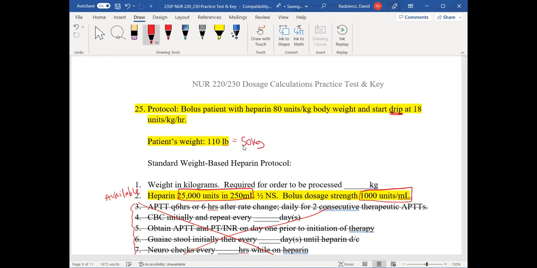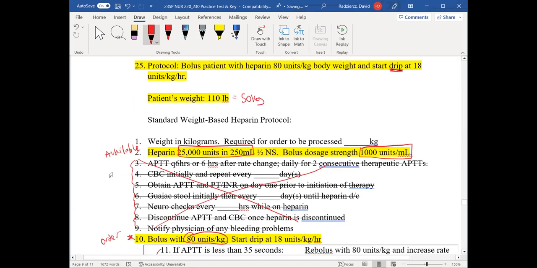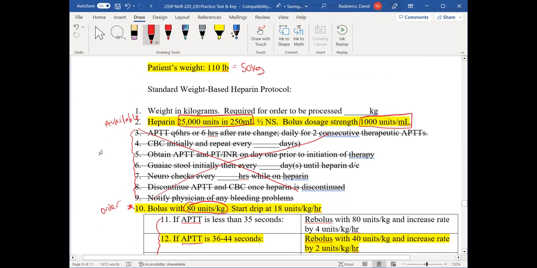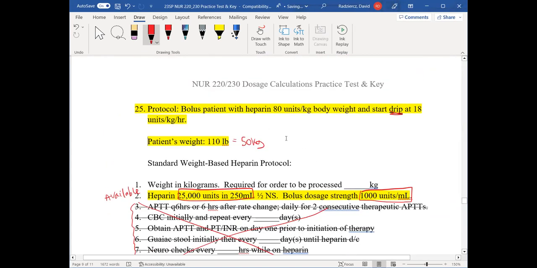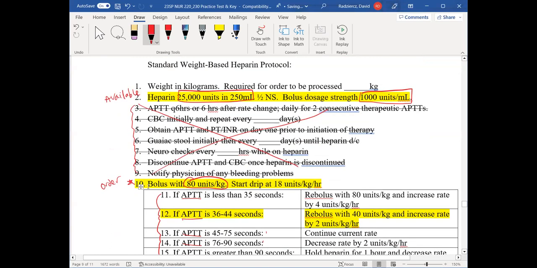All right. So when we look at the protocol, there's a couple of steps that are important. We need to know what we have available. So we know that it's 80 units per kilogram body weight. We also know that it's 18 units per kilogram per hour. That is actually restated as the order down here, or the protocol: bolus with 80 units per kilogram, and then start a drip at 18 units per kilogram per hour. So it's repeated.